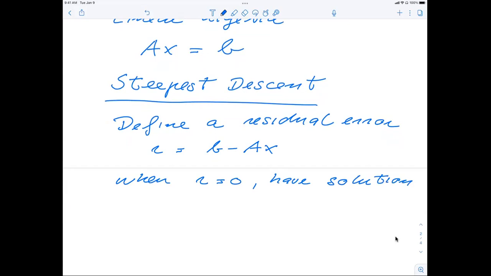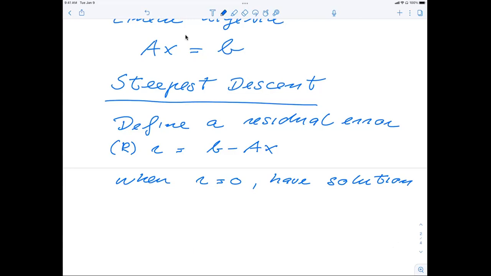Now, one thing we can do, and this is the standard way by which we solve this type of equation, is to assume a guess for x in the beginning. So there are some questions. This is a good question. This is actually the symbol for the residual error. This is actually my poor attempt at writing the lowercase letter r. I hope you can forgive me for my handwriting here.